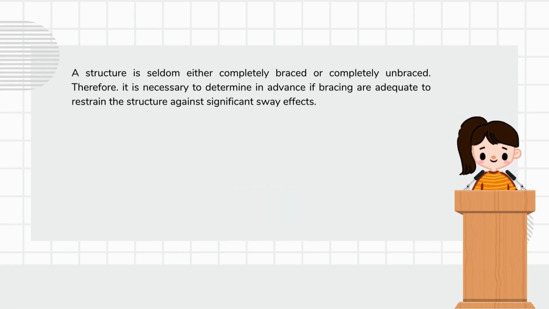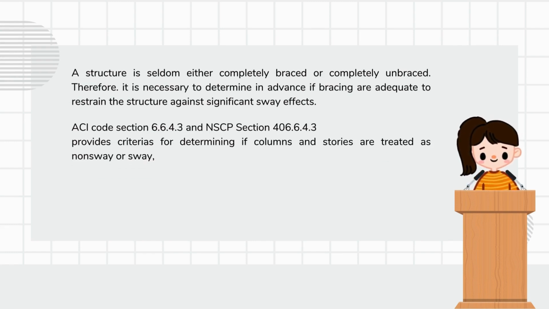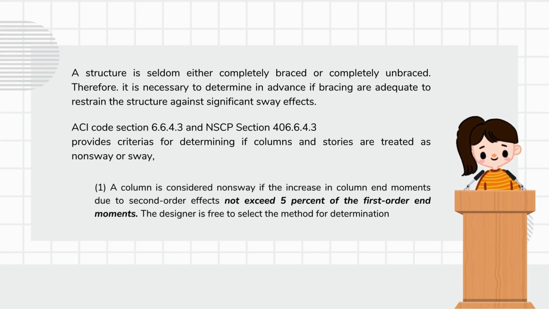In practice, a structure is seldom either completely braced or completely unbraced. Therefore, it is necessary to determine in advance if bracing is adequate to restrain the structure against significant sway effects. The code provides criteria for determining if columns and stories are treated as non-sway or sway. First, a column is considered non-sway if the increase in column end moments due to second-order effects does not exceed 5% of the first-order end moments. The designer is free to select the method for determination.